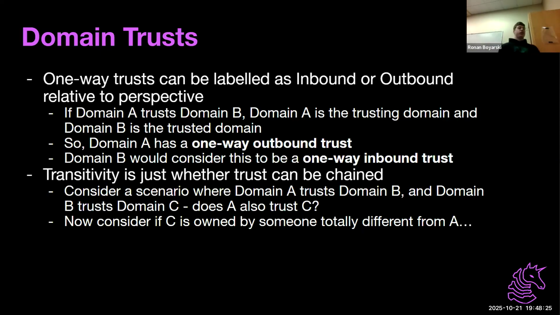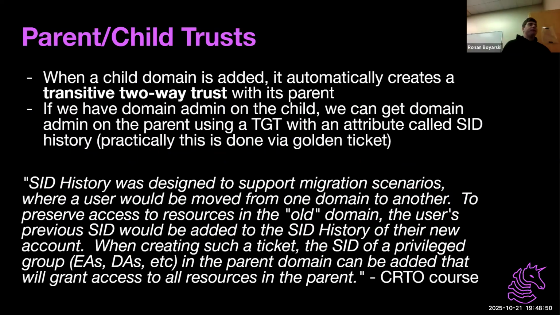And then the other thing is transitivity, which is whether trust can be chained. We have domains A, B, and C. A trusts B, B trusts C. Does A trust C? This is determined by the transitivity of the trust. What makes this really, really fun is if C is owned by somebody completely different from A, say a managed service provider, right? And they can go pivot through there. But that's nothing to worry about, on your own time.